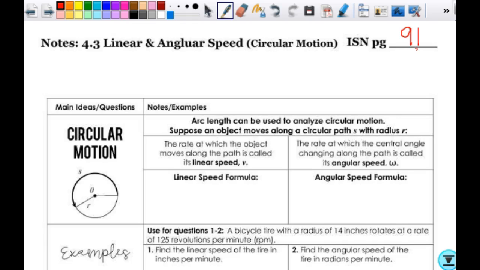All right, so we're going to talk about linear and angular speed. What's another word for linear and angular speed? Instead of speed, we could say velocity, okay? And this is something that you should have talked about in physics. Most likely, whether you're in on-level or AP, you should have talked about it.